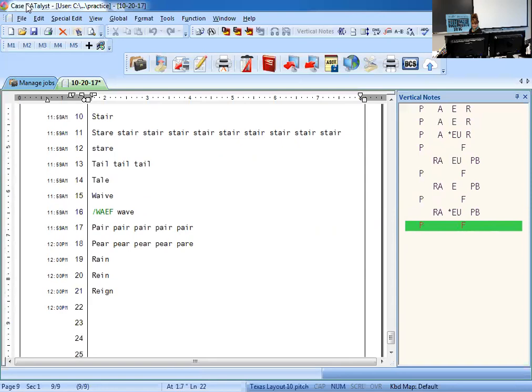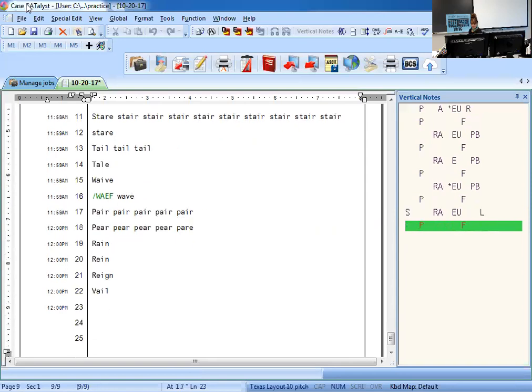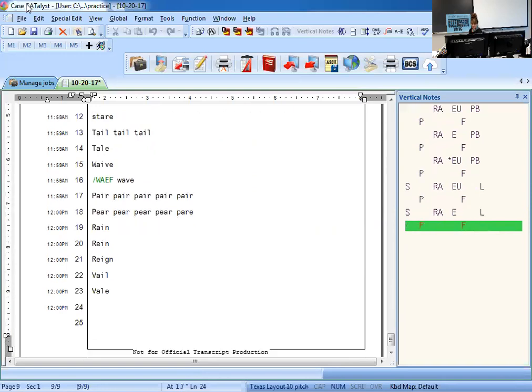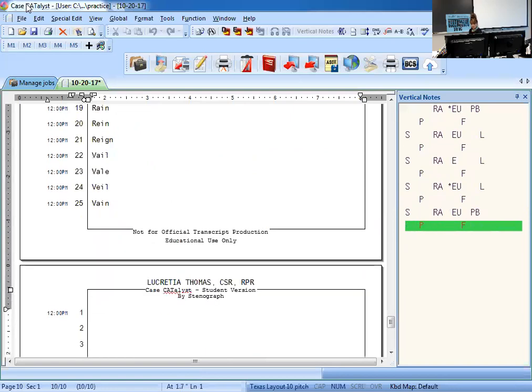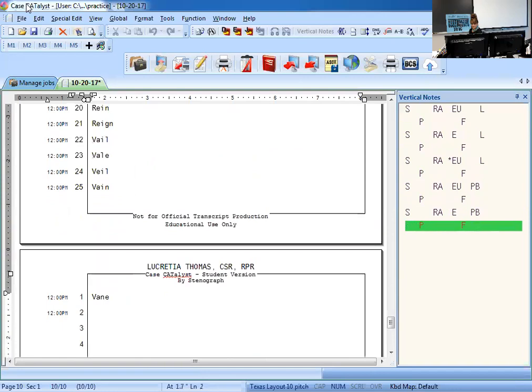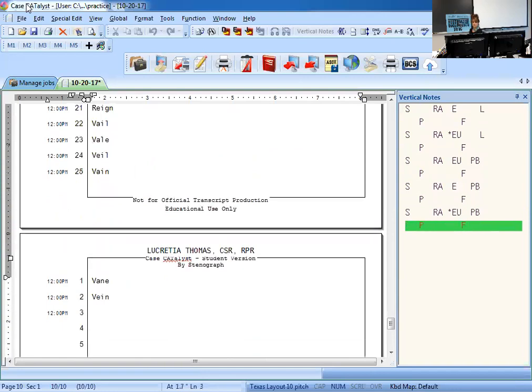Okay? Veil, V long A-L. Veil, V-A-L-E, is V-A-E-L. Veil that a bride wears is V long A-L with an asterisk. Take advantage of the spelling. Vain, he is vain, V long A-N. Window or weather vane, V-A-E-N. Vain as in our body, V long A-N with an asterisk. Okay?